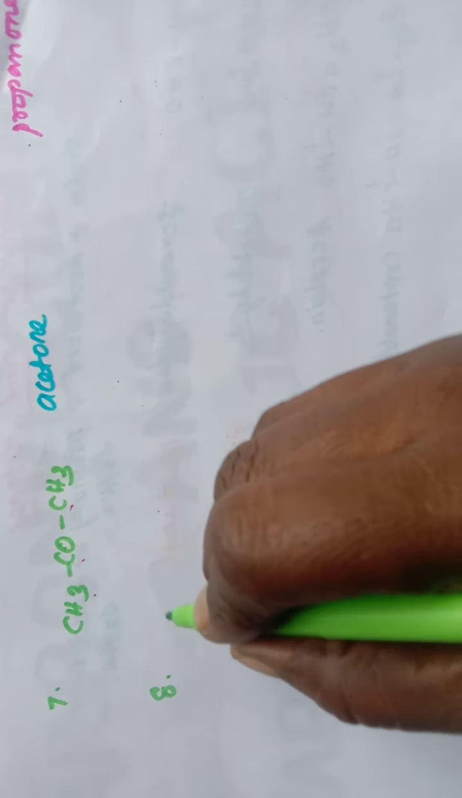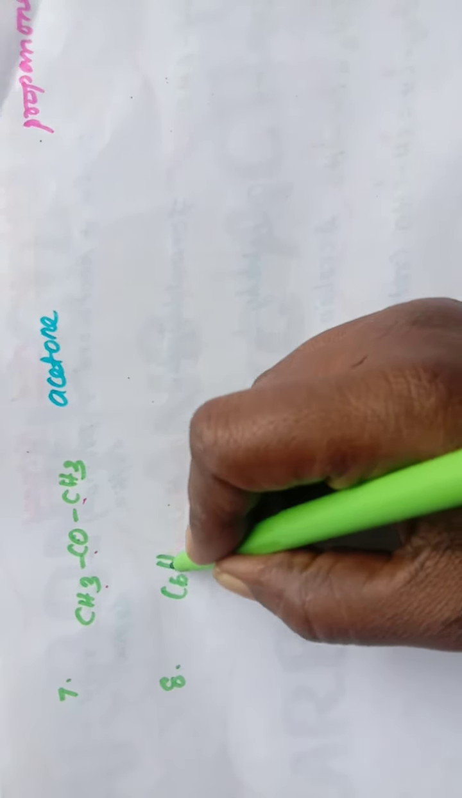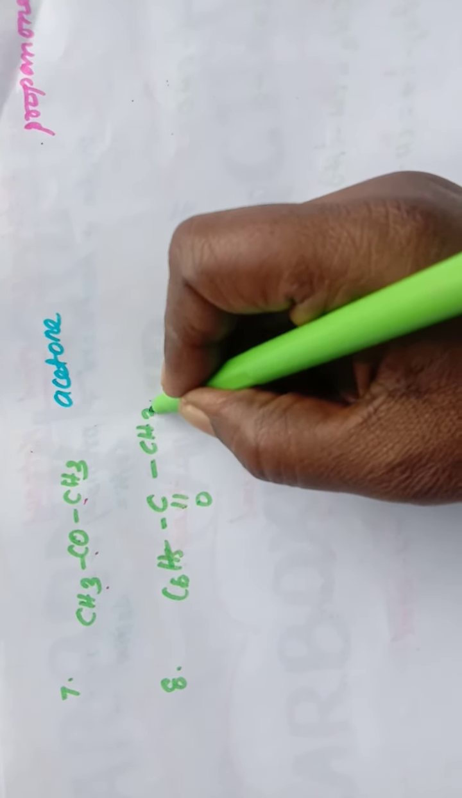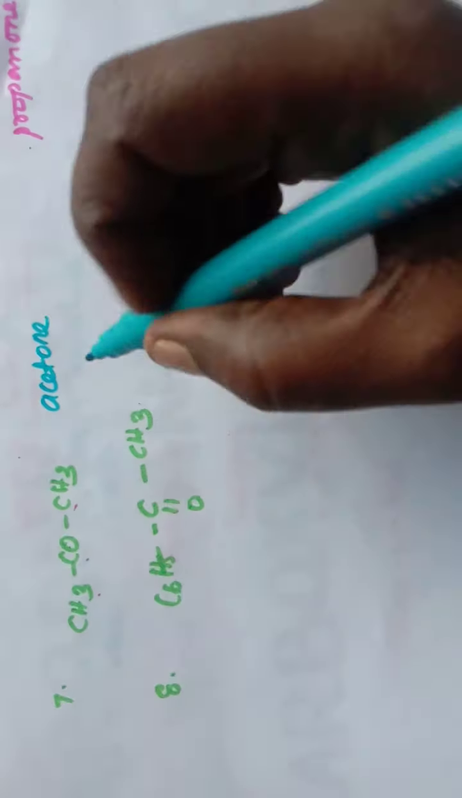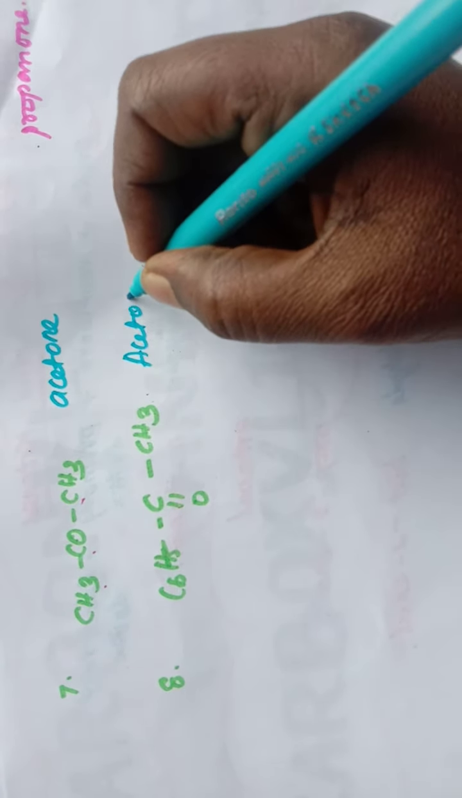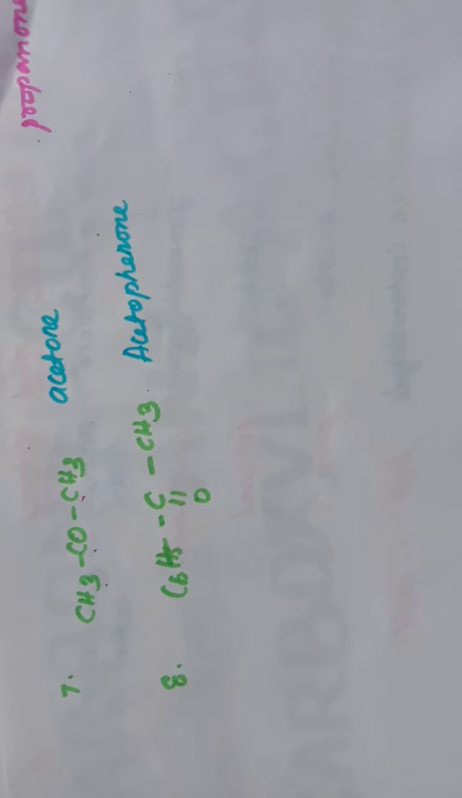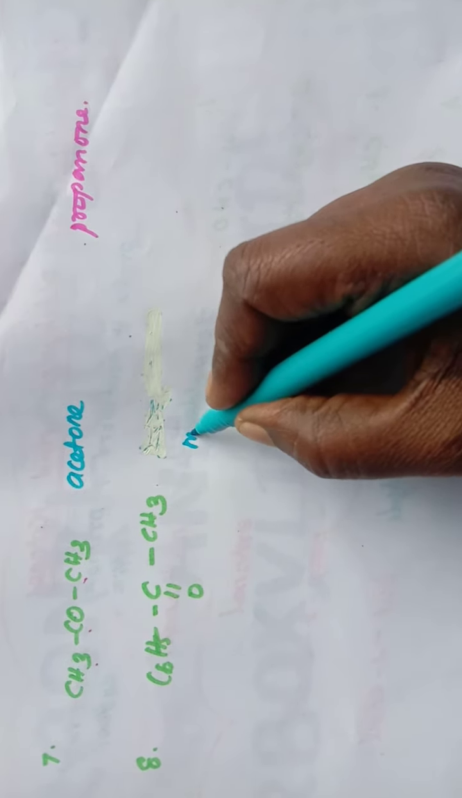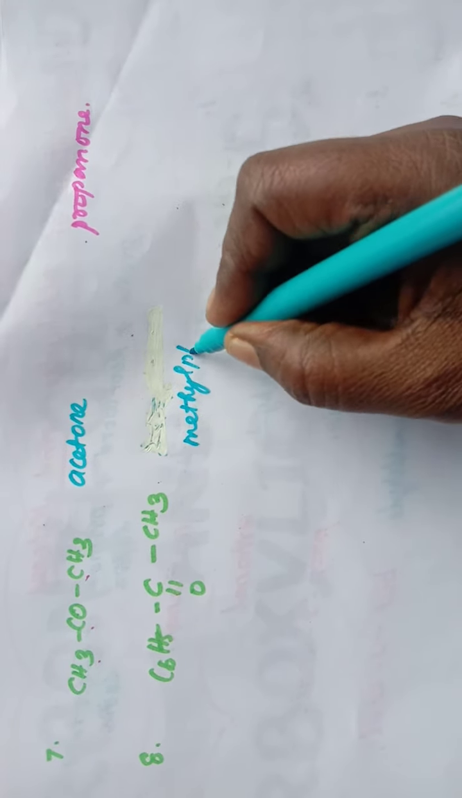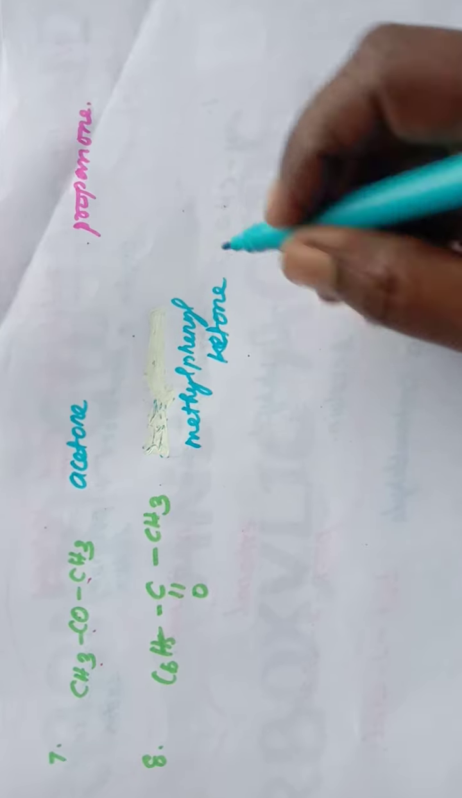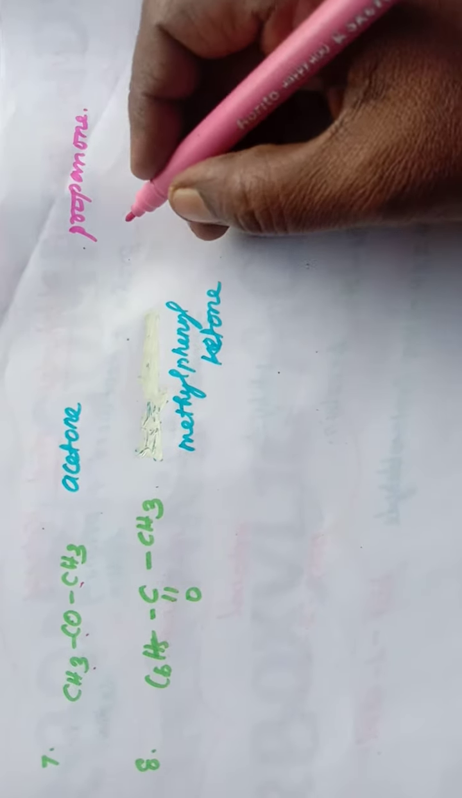Next one is C6H5-C=O-CH3. Common name of this compound is acetophenone. IUPAC name is methyl phenyl ketone. Common name is acetophenone.